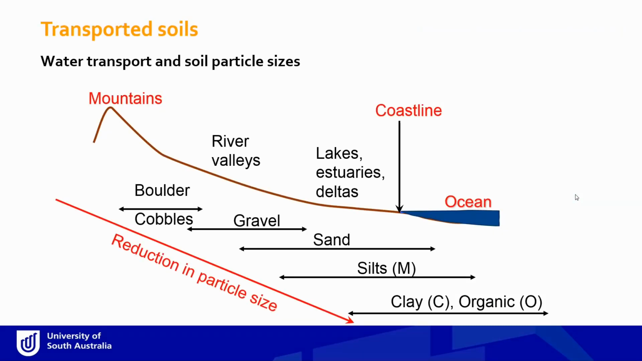Here is a diagram just summarizing what I have just talked about. In the mountain, you'll be seeing much bigger particles, boulders or cobbles. In river valleys, you'll be probably seeing gravel or sand. And as we go close to the ocean or sea or a lake where the river ends, we'll be seeing silts and clay-sized particles.